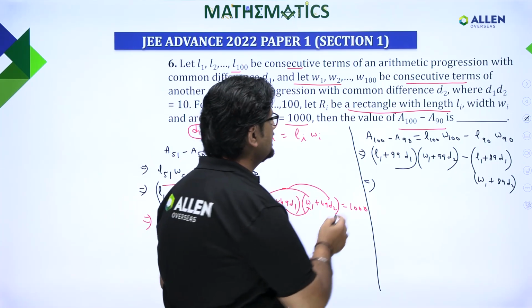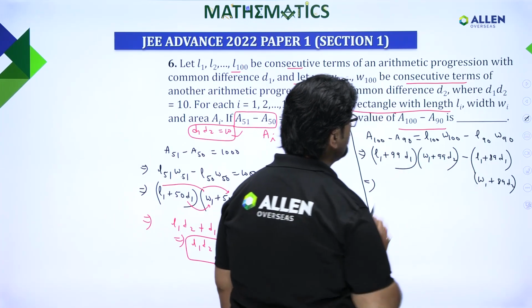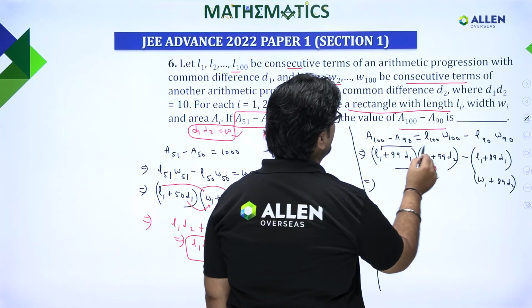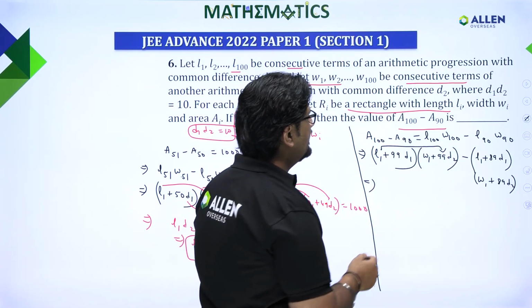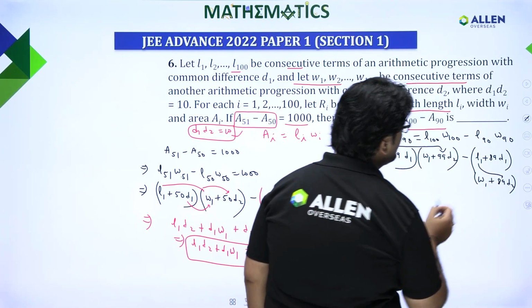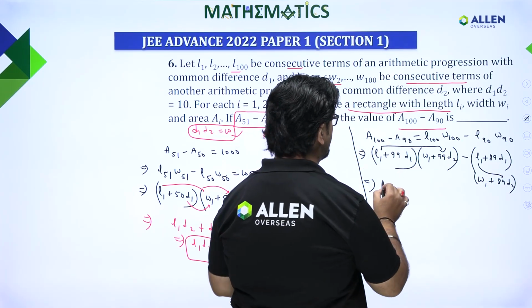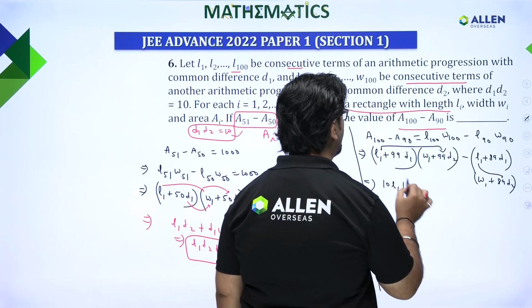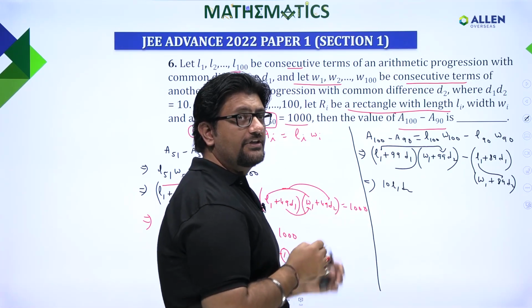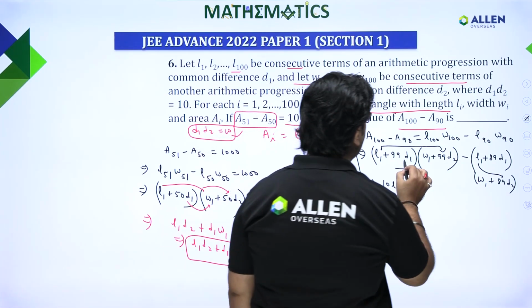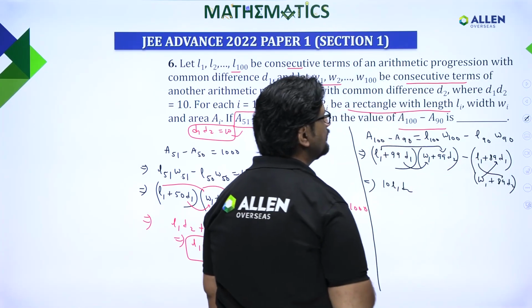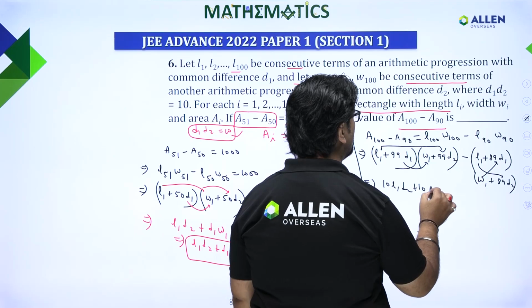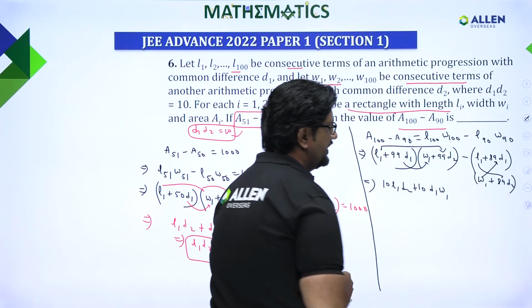So what we are getting, see, L1 W1 and L1 W1 will be cancelled out. Now L1 will be multiplied with 99 D2, and here L1 will be multiplied by 89 D2. So how many L1 D2 are we getting? 10 L1 D2 we are getting from here after doing the calculation. Again 99 D1 W1, and here I am getting 89 D1 W1. So in total I will be getting 10 of D1 W1 again, my dear.